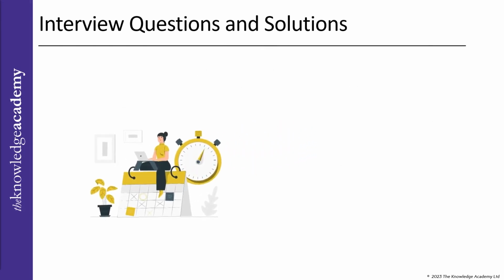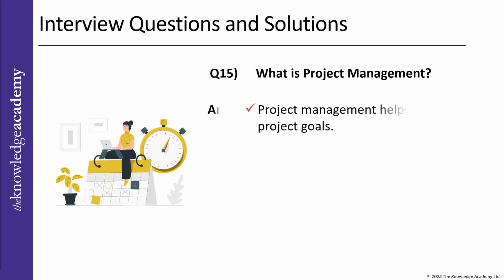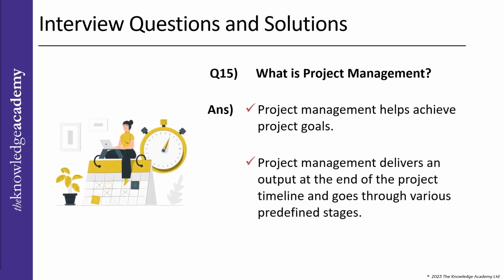Next question. What is project management? Answer. This being a basic question, project management helps achieve project goals through various methods, processes, skills, experiences, and knowledge. Project management delivers an output at the end of the project timeline and goes through various predefined stages.